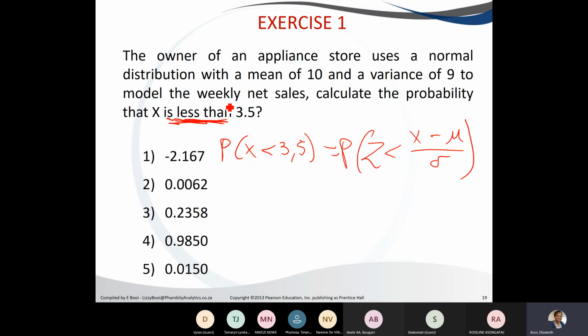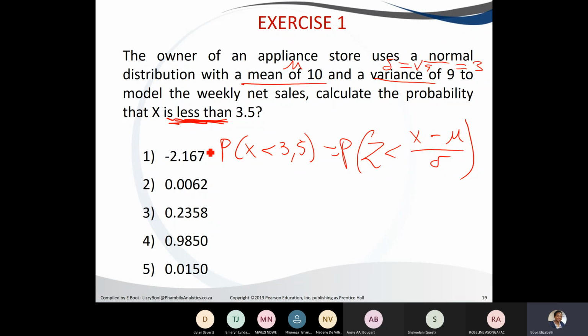So I need to identify what we're given. The mean, we're given 10. The variance, which we need to calculate the standard deviation from, is the square root of 9. The square root of 9 is 3. So our standard deviation is 3. Now we can go and substitute.